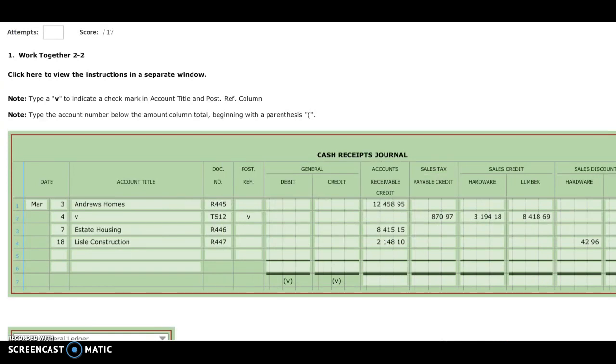Okay, last one on the 22nd. It says that we recorded cash and credit card sales for the week. Hardware is $4,184.94. Lumber is $6,148.71. And then we have sales tax. We're using TS13. So the date is the 22nd. Remember, when we're recording cash and credit card sales, we'll put in that V, and then we're using TS13, and we'll put in another V.